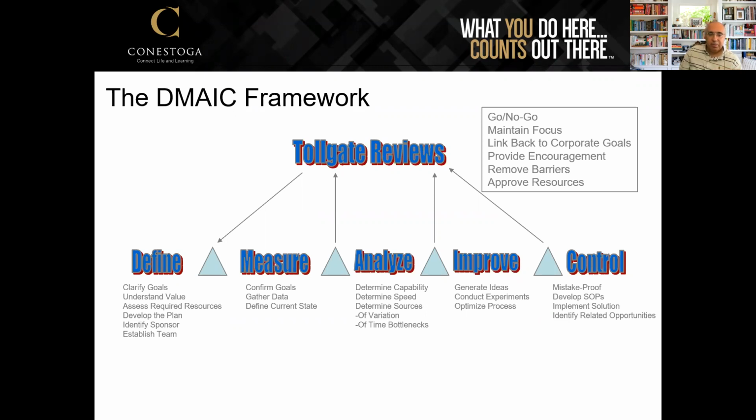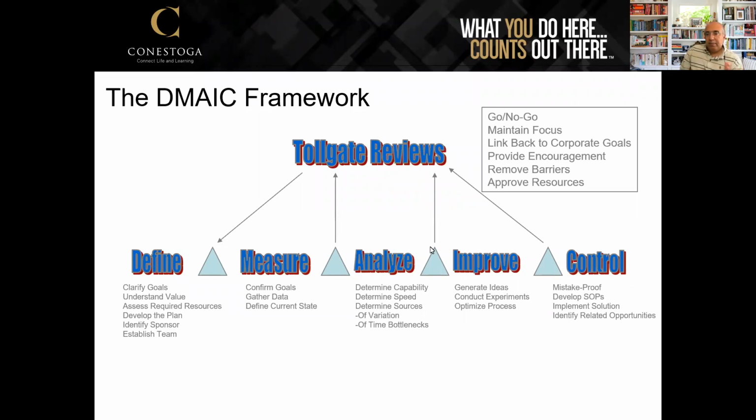SOP is standard operating procedures. For example, once you implement the improved process, you have a written procedure. This is the way we're going to do the work now. You have a written procedure, or maybe you have a video, maybe you have a website with pictures on it. So all these could be different reasons why you need to develop the SOPs. And then implement the solution, identify the other opportunity. Maybe you found that, okay, we did this improvement, but maybe there are other opportunities too. That is in the control phase.